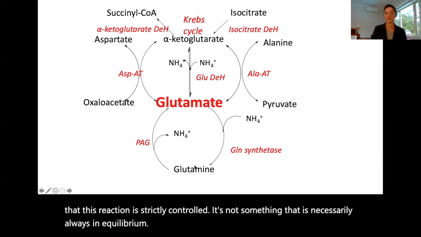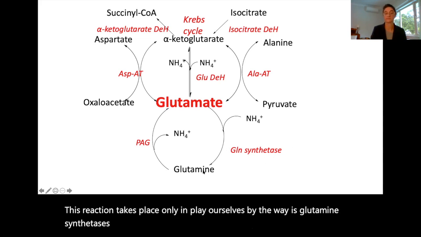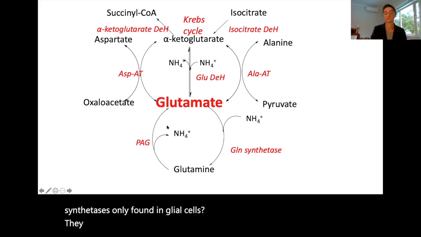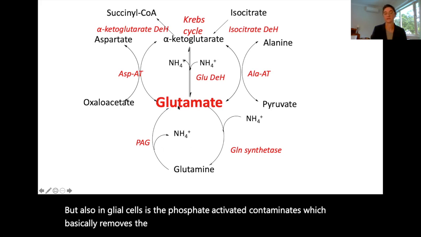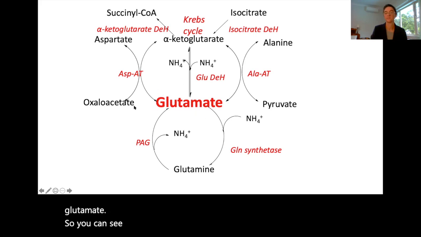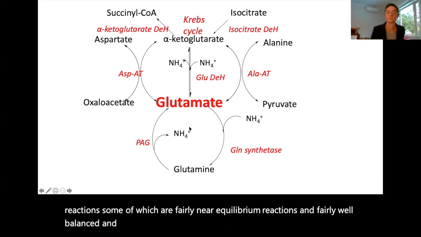This reaction takes place only in glial cells, by the way, as glutamine synthetase is only found in glial cells. The reverse reaction, which happens mostly in neurons, but also in glial cells, is the phosphate-activated glutaminase, which basically removes the amino group from glutamine and resynthesizes glutamate. So you can see that glutamate sits in the middle of a whole pile of reactions, some of which are fairly near equilibrium reactions and fairly well balanced and fast, and some which are more strictly controlled.